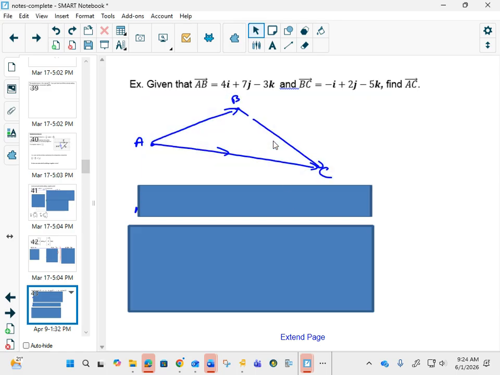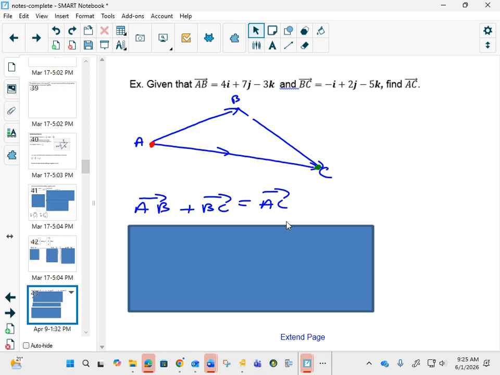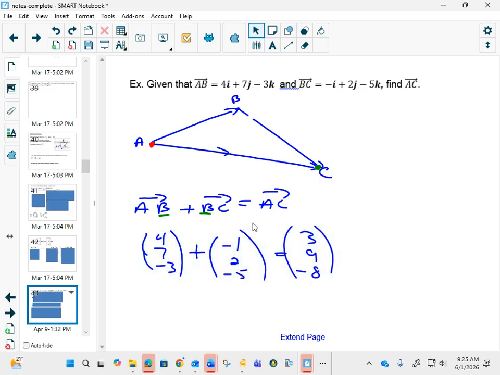I like drawing a picture. So I'm starting here at A. I want to end here at C. I can do that by going from A to B and then B to C. Drawing the picture makes it really obvious that A to C will be A to B plus B to C. This is also really obvious because here when we're adding things up, those things match up. So you just write your vectors down, add the corresponding components.